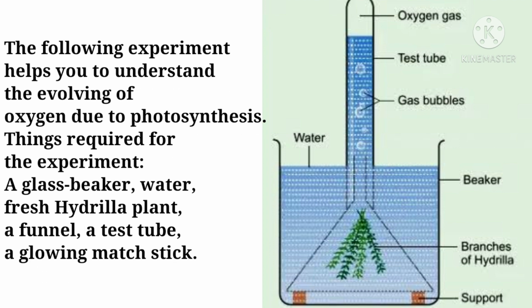How oxygen gas is produced through the process of photosynthesis. The following experiment will help you to understand the evolving of oxygen due to photosynthesis. Evolve means producing. So for this experiment we need some accessories. So what are the things required for the experiment? We need a glass beaker, water, fresh hydrilla plant, a funnel, a test tube, and a glowing matchstick.